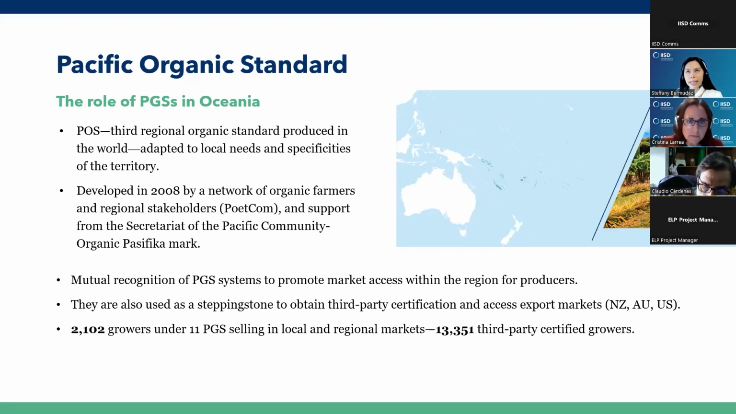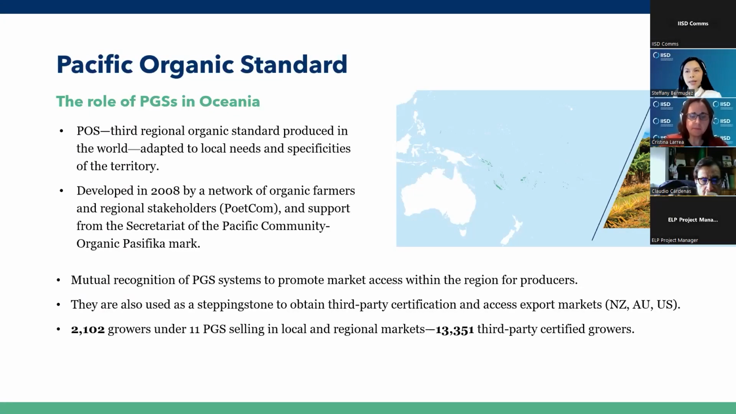Organic Standard. And it's a very interesting case because they managed to design a standard that is adapted to the local needs of producers and the specificities of the territory, while also aligning with international principles for organic production. The standard also relies on the mutual recognition of PGS systems, or participatory guarantee systems, that are complementary tools for third-party certification in the organic sector.